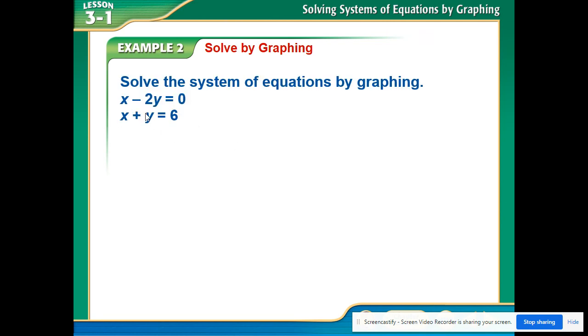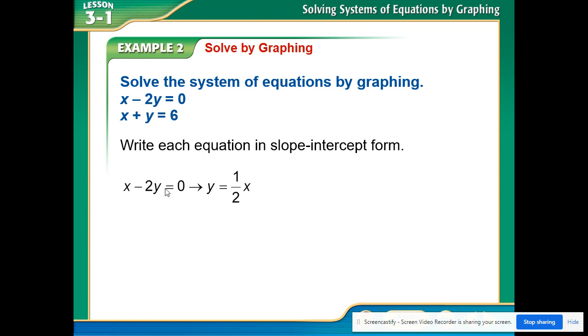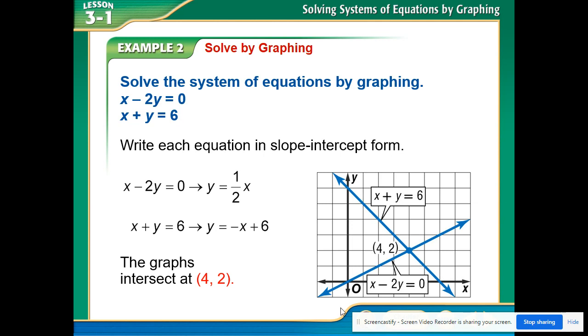Here's another one. Again, these are going to have to be solved. So we're going to write them in slope-intercept form. So this first one, we're going to move the x over and then divide by -2. 0 divided by -2 is obviously still just plus 0, so I didn't even write that in. So it's 1/2 x. And the other one is really easy. That's just -x plus 6. Got to graph them both and tell me where they intersect. And this one intersects at 4, 2.